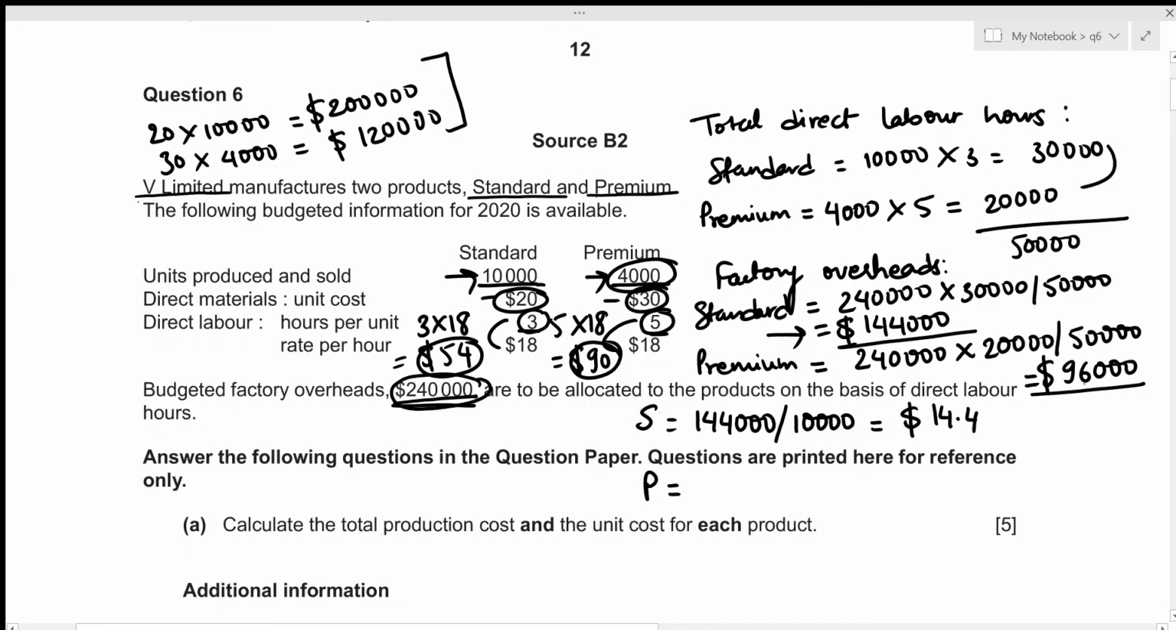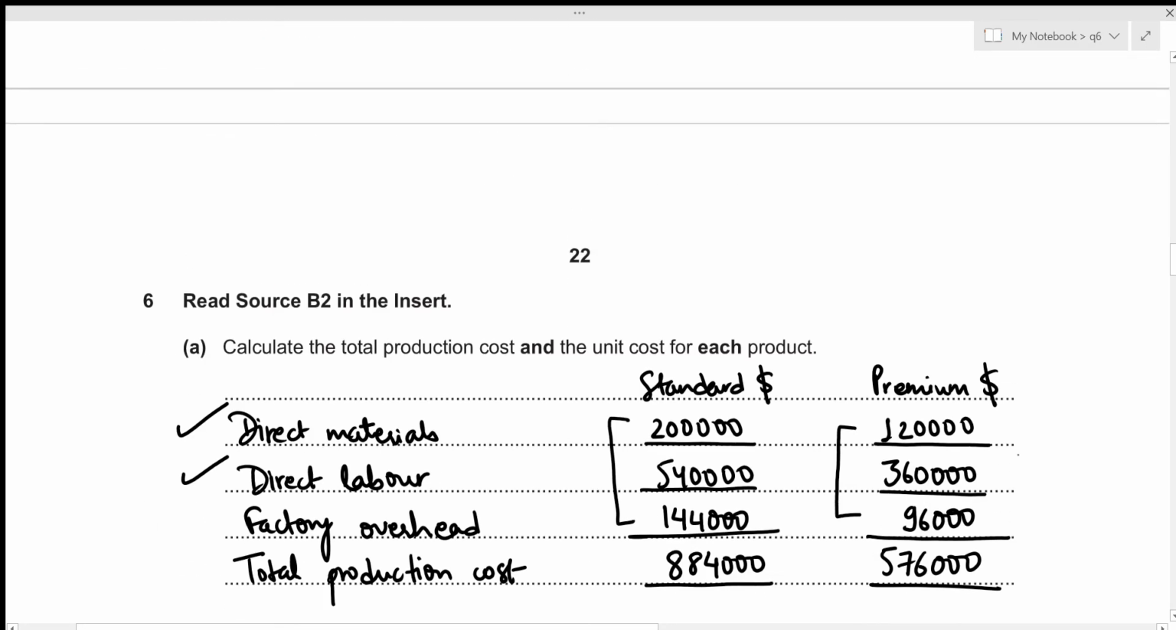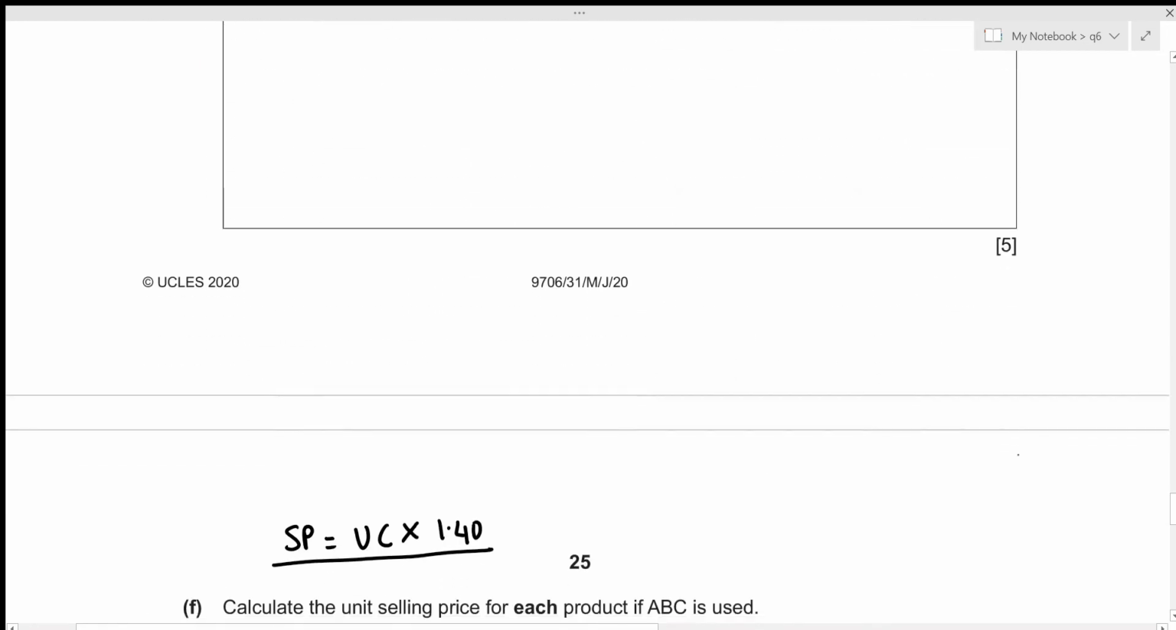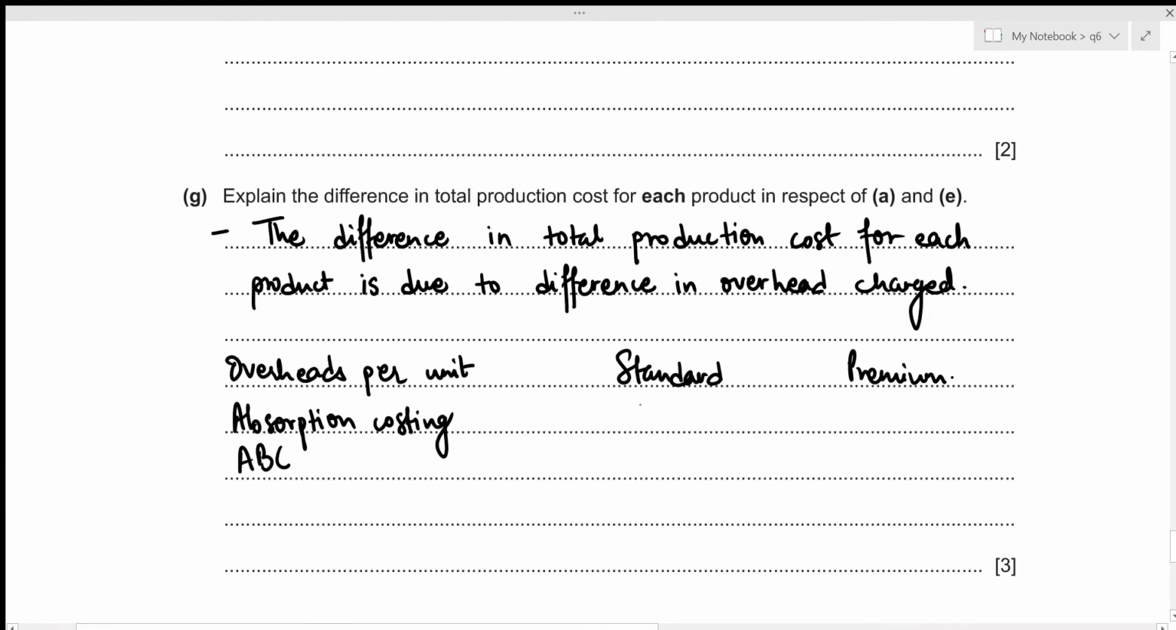That's going to be the total overheads of 96,000, and we need to divide it with their total units produced. And for premium, it was 4,000. So this gives the per unit overhead for premium to be 96,000 divided by 4,000, which results in the value of 24. And these are the overheads per unit on the basis of absorption costing. So let's substitute these values. Under absorption costing for standard, we figured it out to be 14.4, whereas for premium, it was 24.